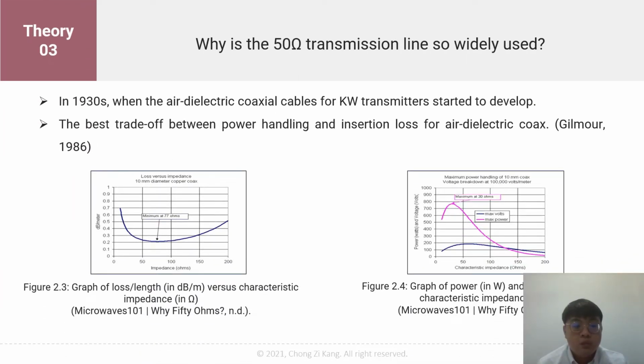50 ohms is a special number of impedance in most RF and microwave-based applications, and according to the explanation given by Germo in microwave tubes, 50 ohms is chosen as it provides the best trade-off between the power handling and the insertion loss of the air dielectric coax.